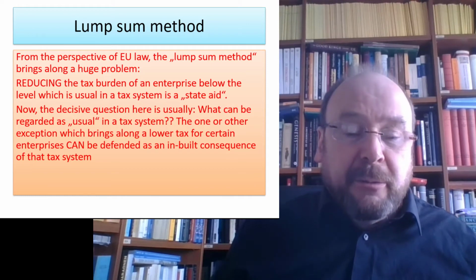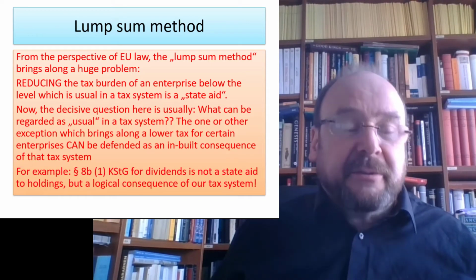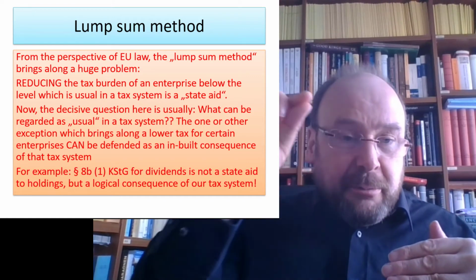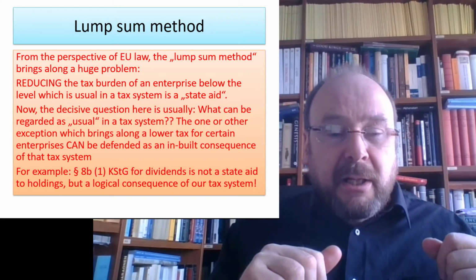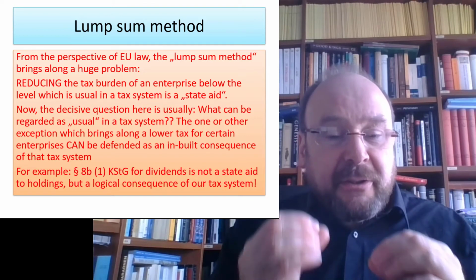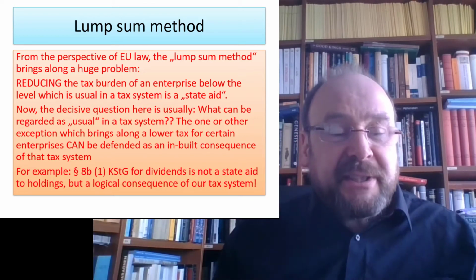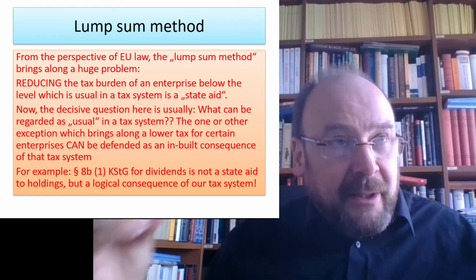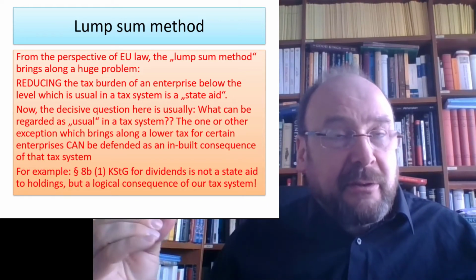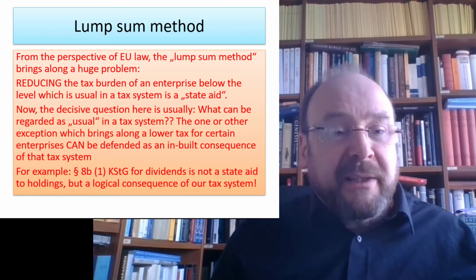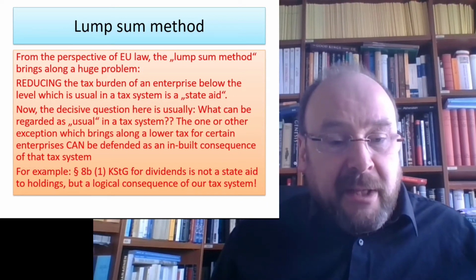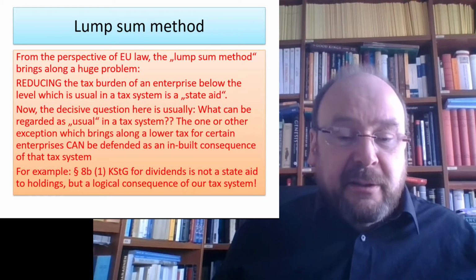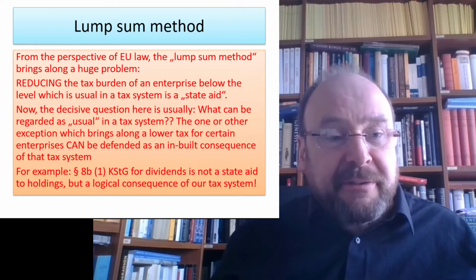For example, with that argument, you can say that Germany not taxing dividends which go to a parent company is not a state aid. It's a logical consequence of the German tax system, which says corporation tax should not pile up again and again on the same profit within the group. There should only be one corporation tax. So that's clearly not a state aid. That's a result of the logic of the system.